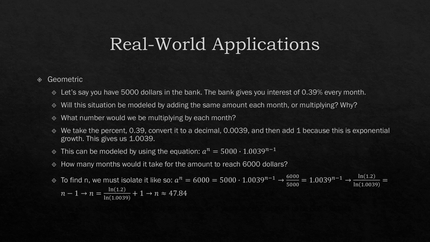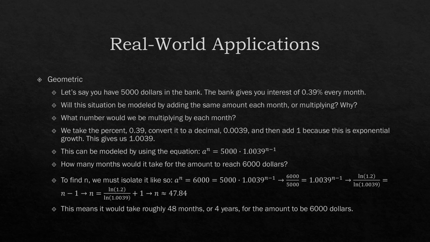Like the previous example, we isolate n. We know that the final value, a sub n, is equal to 6,000. We can then use our equation to isolate n. We can divide 6,000 by 5,000 to get 1.2. Then, in order to bring down the n minus 1, we must find the natural log of 1.2 over 1.0039. We can then add 1 to both sides to find that n is roughly equal to 47.84. This means that it would take roughly 48 months or 4 years for the amount to equal $6,000.